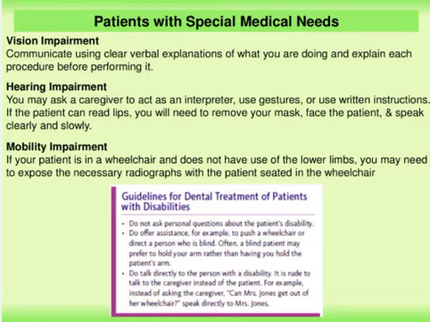Next is the mobility impairment patient, in which the patient is unable to walk. The patient might be on a wheelchair. It can be a temporary or a permanent issue, but the thing that you have to take care of is that the patient cannot stand and move onto a dental chair to take the radiograph. So you might need to take the radiograph in the wheelchair itself.